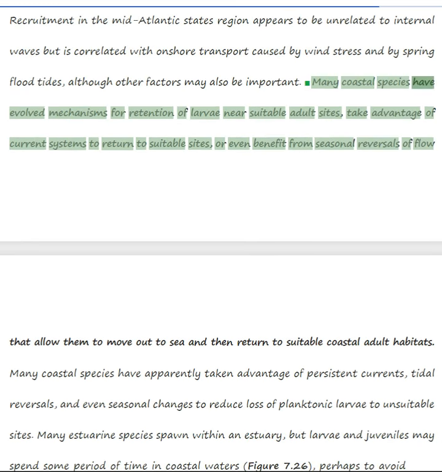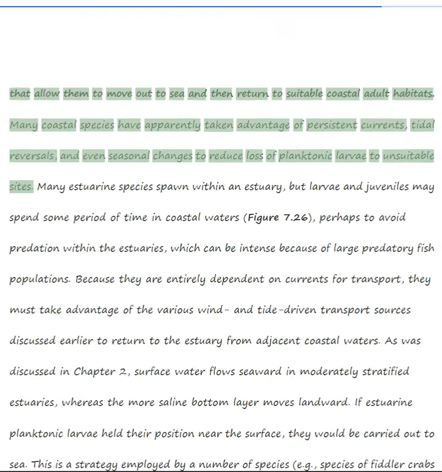Many coastal species have evolved mechanisms for retention of larvae near suitable adult sites, take advantage of current systems to return to suitable sites, or even benefit from seasonal reversals of flow that allow them to move out to sea and then return to suitable coastal adult habitats. Many coastal species have apparently taken advantage of persistent currents, tidal reversals, and even seasonal changes to reduce loss of planktonic larvae to unsuitable sites.